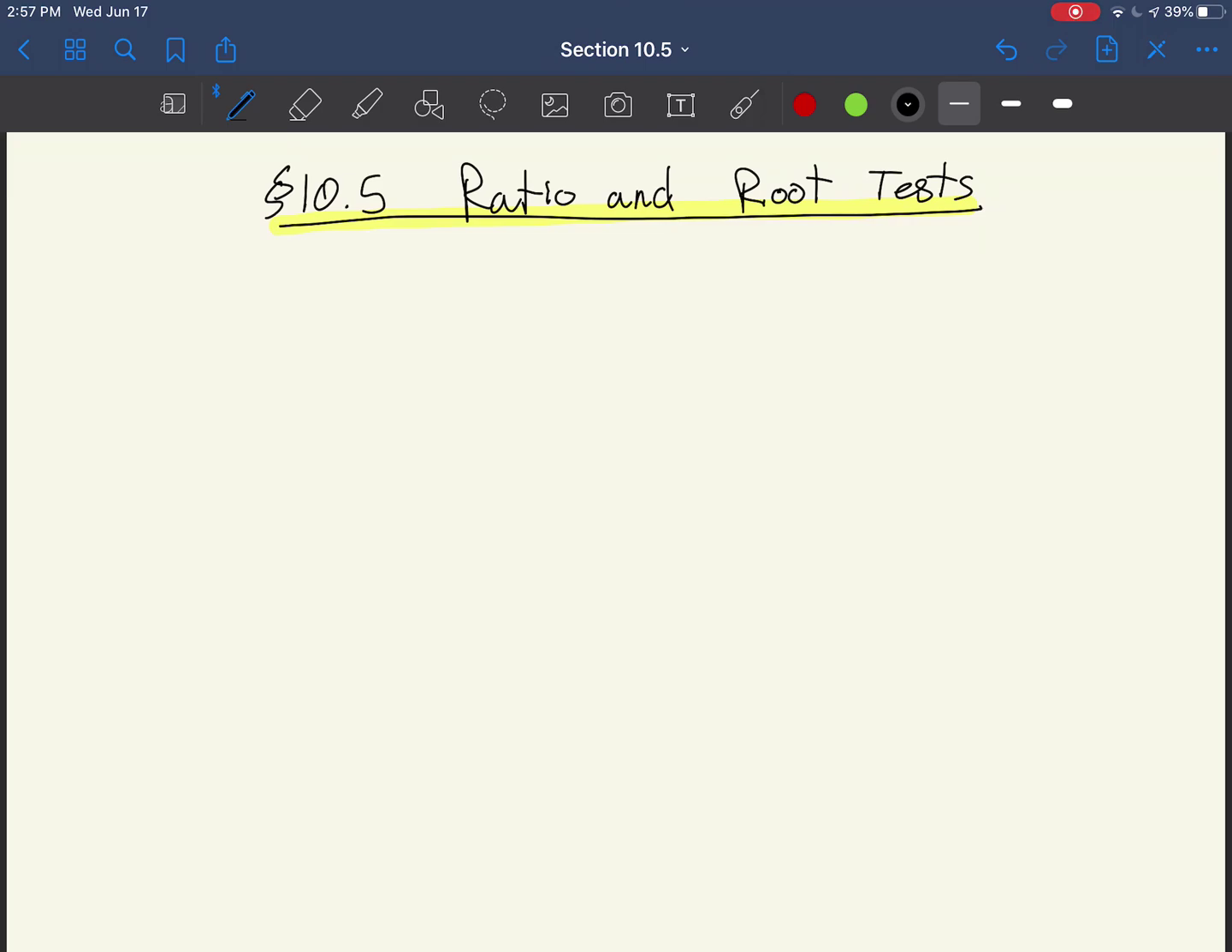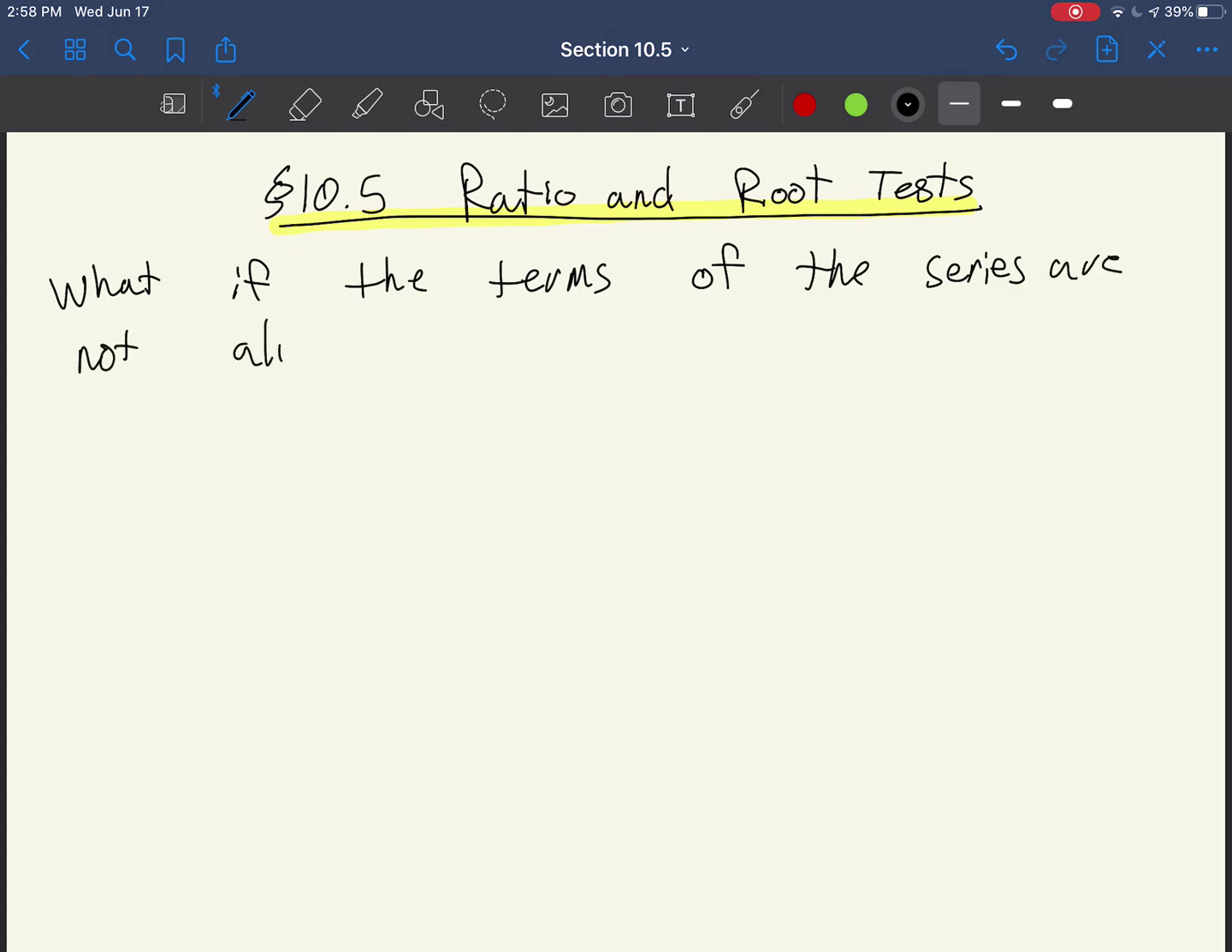So far, everything we have done, the integral test, the comparison test, direct and limit comparison test, they require that all the terms of the series be both positive and decreasing. If the terms are not decreasing, then the nth term test for divergence will give that the limit is not zero and that our series diverges. So the ratio and root tests are our first attempts at answering what if the terms of the series are not always positive.